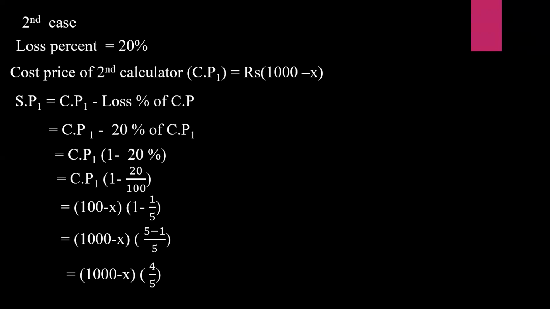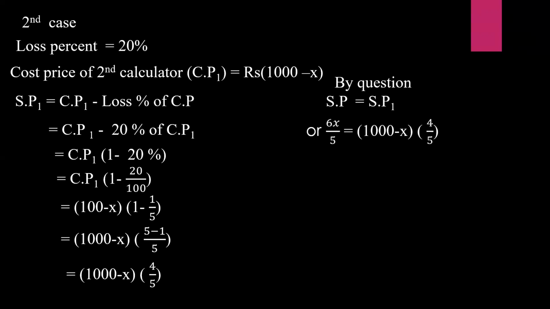And by the question, what is given? Both the selling prices are equal, right? So can I say by the question SP is equal to SP1? They are both equal. And what is the SP? SP we have found as 6x by 5, and SP1 is 1000 minus x times 4 by 5. So we can equate these two. Both are multiplied by 5 in the denominator, so we can cancel 5 and 5, and what will remain? 6x will be equal to 1000 minus x times 4. Let's multiply by 4.